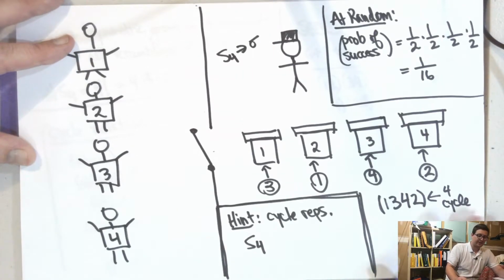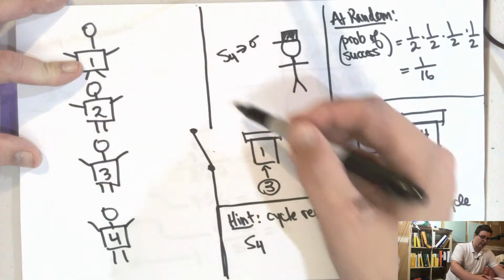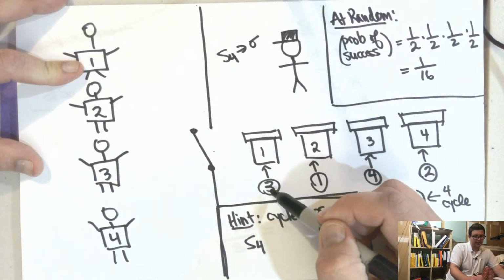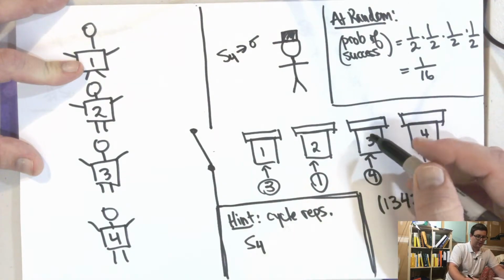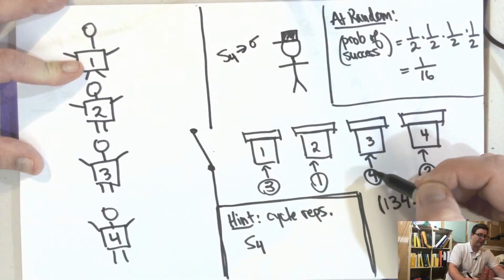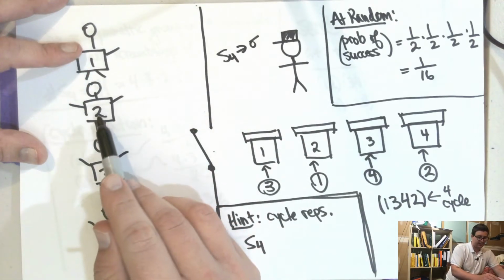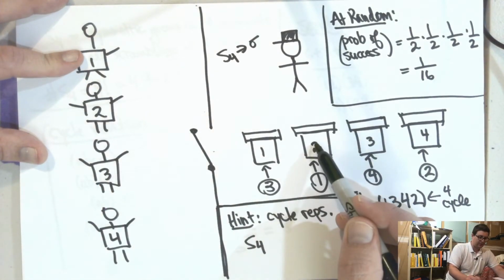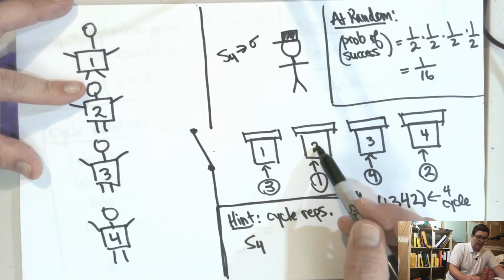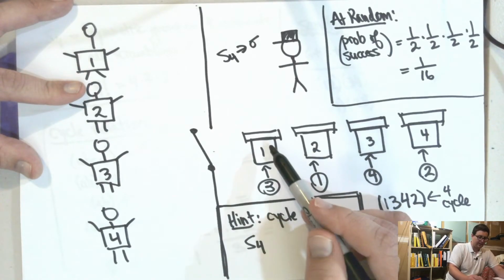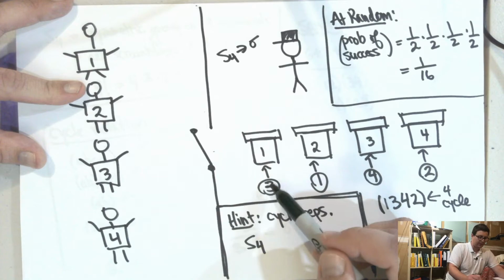But let me tell you what the strategy is. 1 goes to box 1 and opens it up and finds 3. Then they go to box 3 and they open it up and it's 4. Okay, so they lose. They're all going to lose now because it's this type of cycle. So 2 goes to box 2. It opens it up. It finds 1, and then it goes to 1 and finds 3.